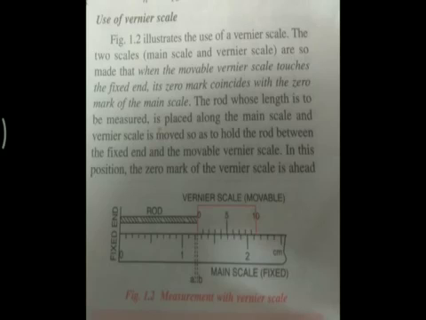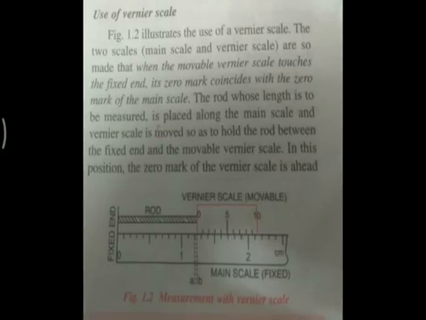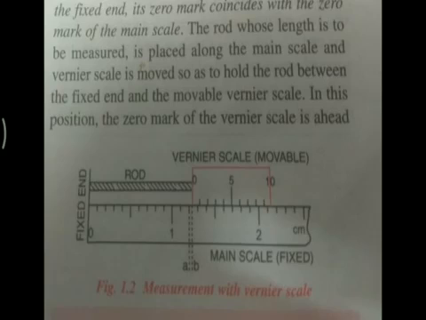And how will you take the reading? See, it is clearly visible that the vernier scale 0 is after 1.2 but before 1.3. See, it is 1, then 1.1, then 1.2 and 1.3. The vernier scale 0 is lying in between 1.2 and 1.3. So our main scale reading is clear, it is 1.2, right? Because the vernier scale 0 is after 1.2.